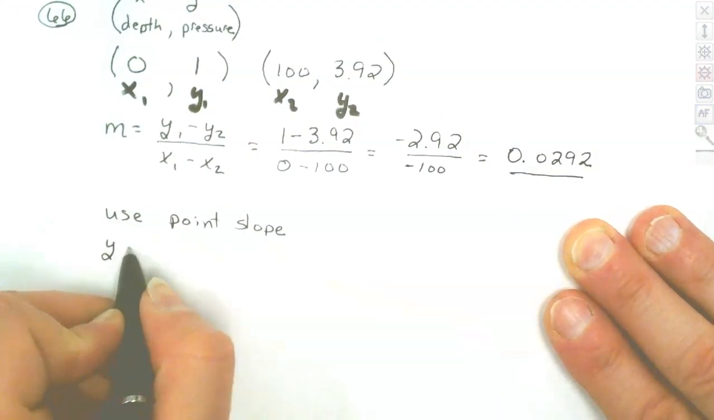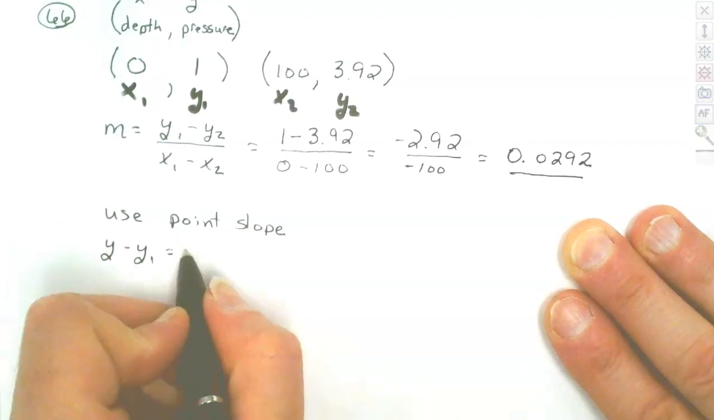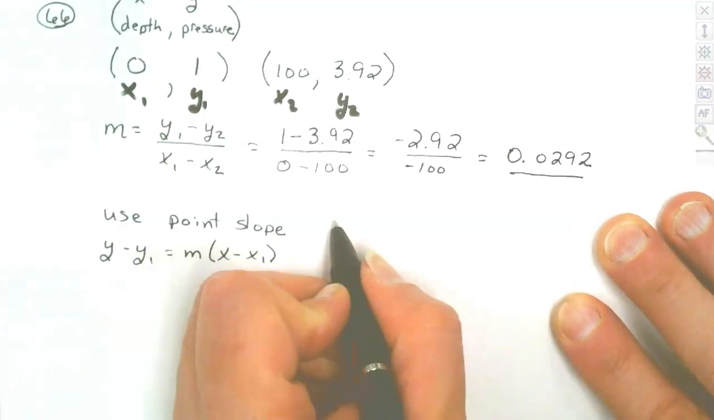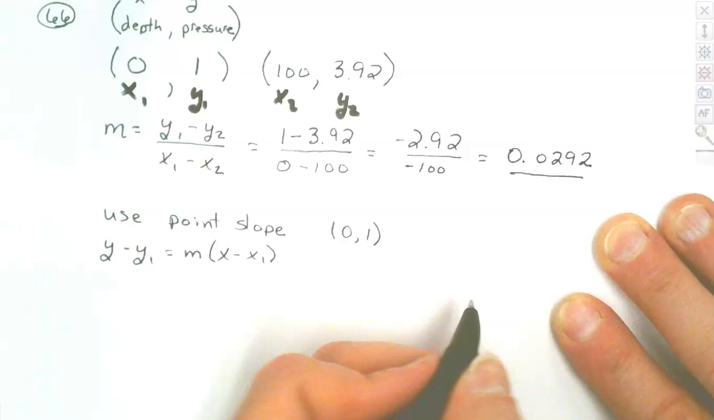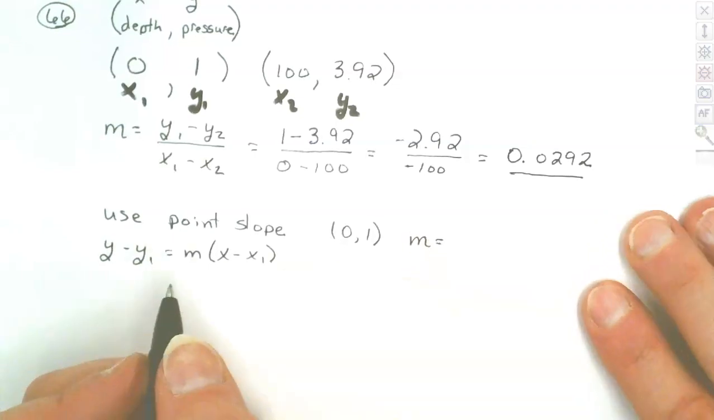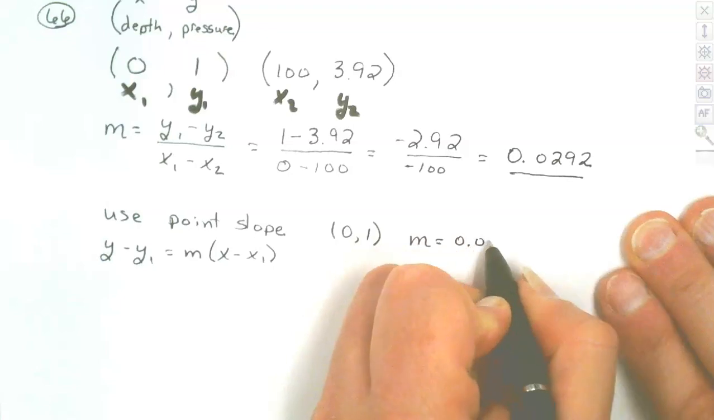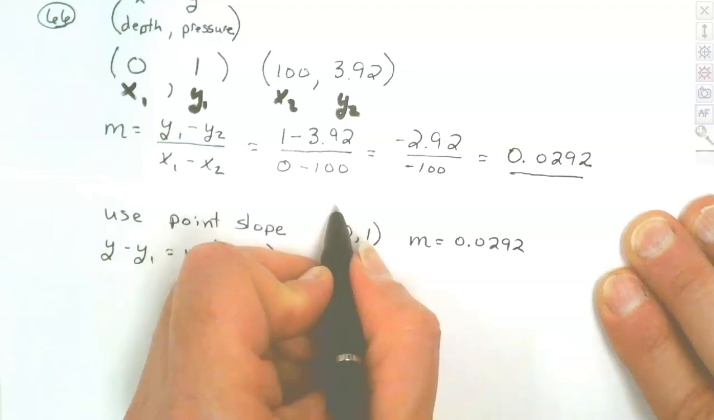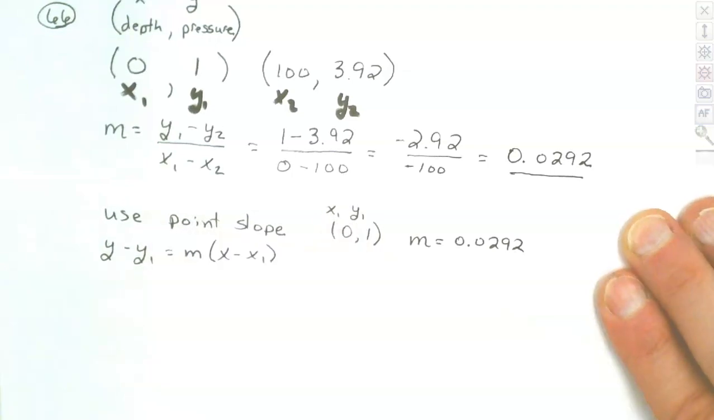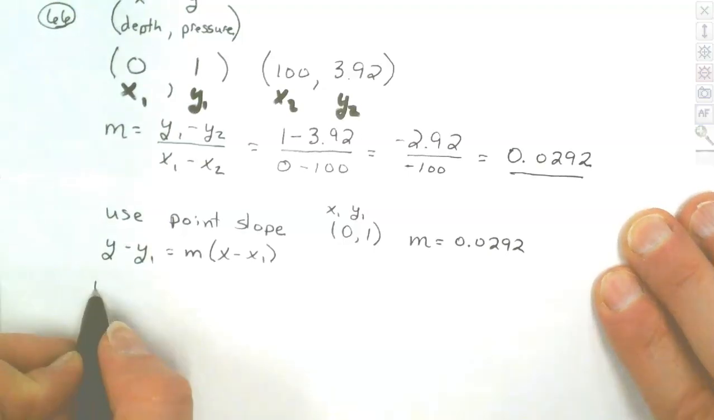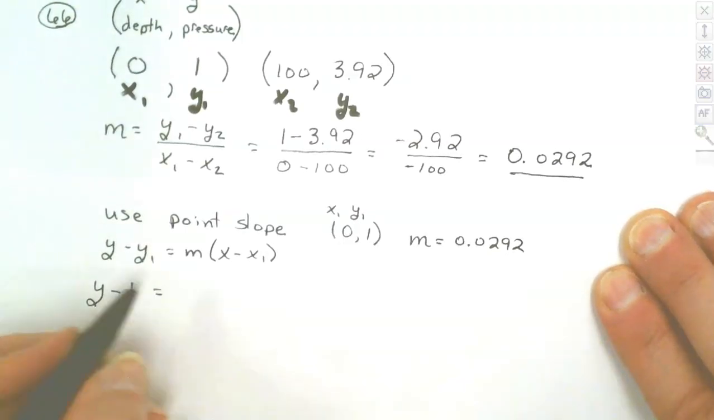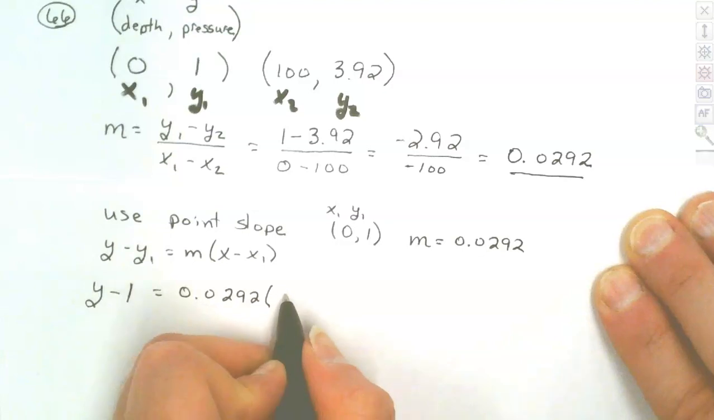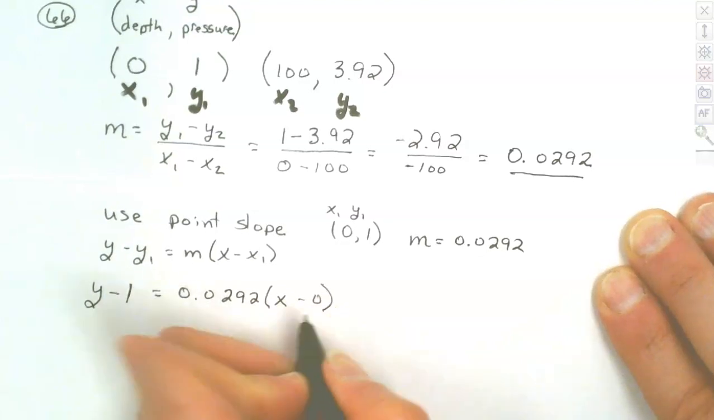And that is Y minus Y1 equals M times X minus X1. And we're going to use that first ordered pair, which is 0, 1. And our slope is a small decimal here. It's 0.0292. So plugging our values in, so that's x1 and y1, just like we've done before. That's going to be y minus 1 equals 0.0292 times x minus 0.